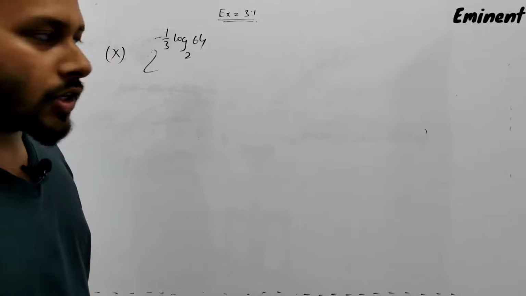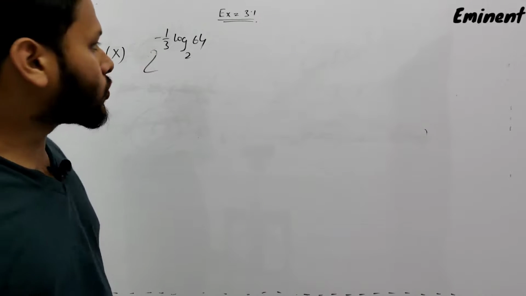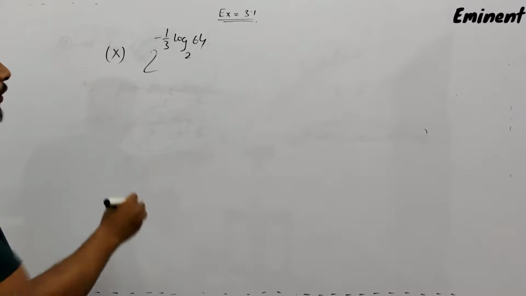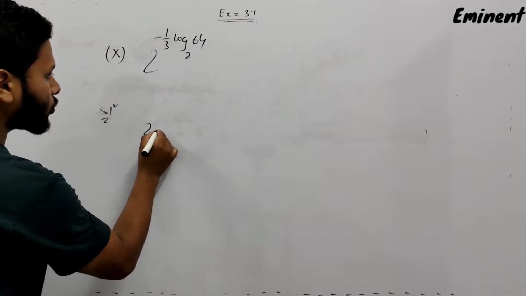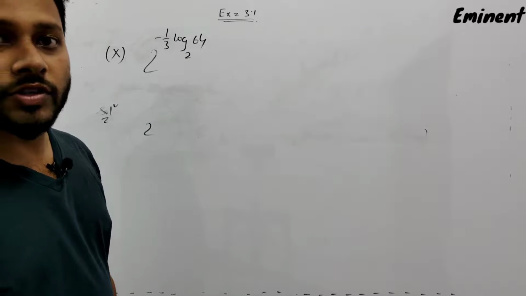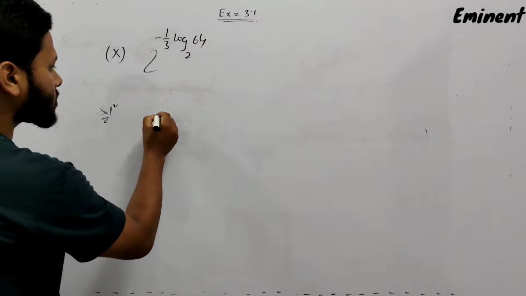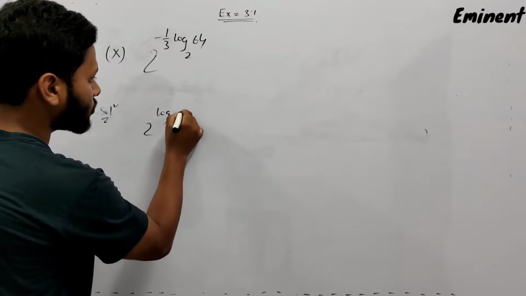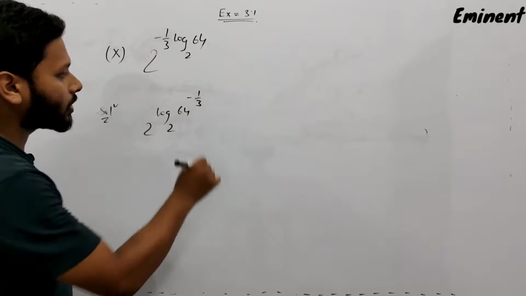So this is our next question. In this question you can see that it is written as 2 to the power minus 1 by 3 log base 2 of 64. So how can we solve this one? So let's start. It can be written as 2 to the power, this minus 1 by 3 can be written as the power of 64. We can take it in the power of 64 by using the power law of logarithm. So it can be written as log base 2 of 64 to the power minus 1 by 3.